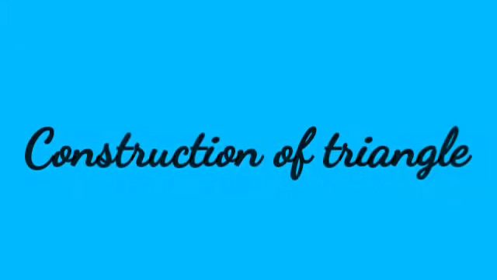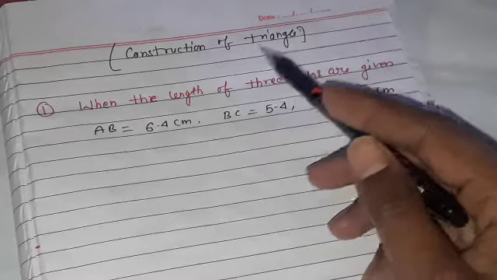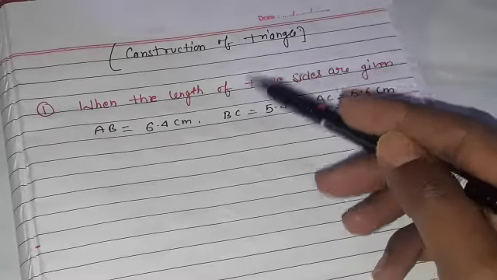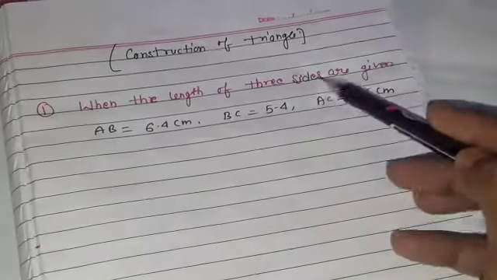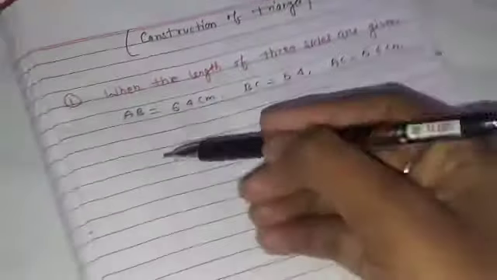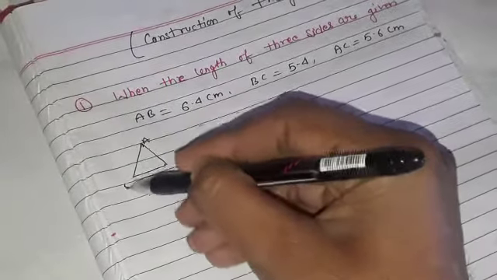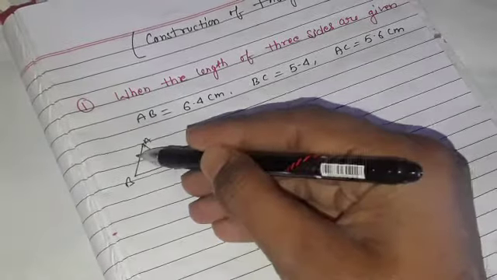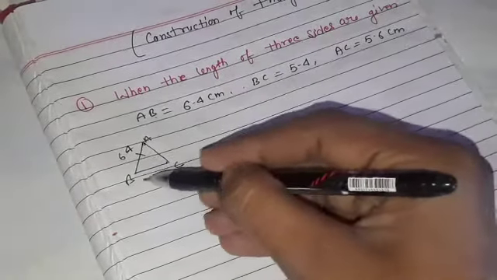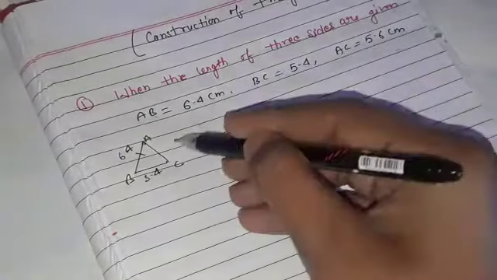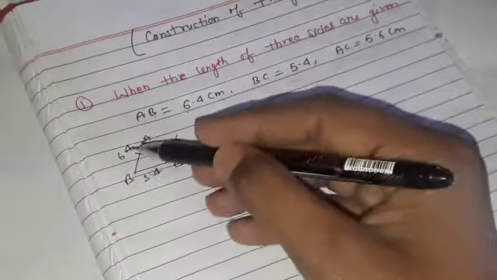Class, our today's new topic is construction of triangle, and for construction of triangle we have so many conditions. So the first condition is when the length of three sides are given. So you all know your triangle is like this normally, ABC, and they give you this side AB 6.4, they give you BC 5.4, and they give you AC also 5.6. So how to construct this triangle?